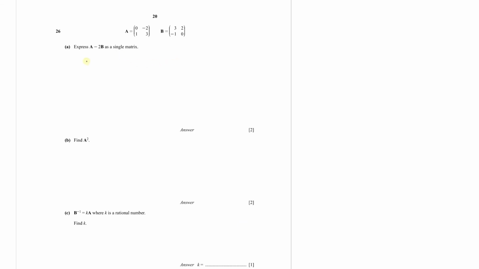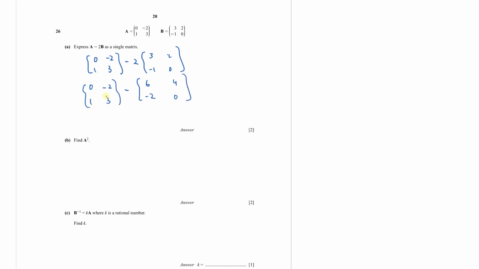So question number 26 is express A minus 2B as a single matrix. So I can write this as [0, -2; 1, 3], which is A, minus 2 times B, which is [3, 2; -1, 0]. I can take this scalar inside. So [0, -2; 1, 3] comes down as it is, minus. If I multiply 2 inside, I get [6, 4; -2, 0].